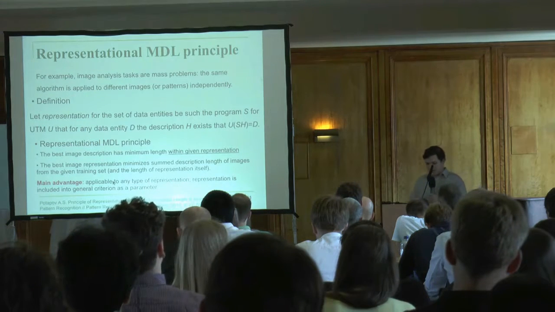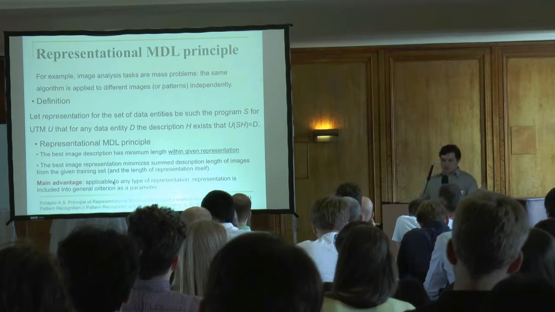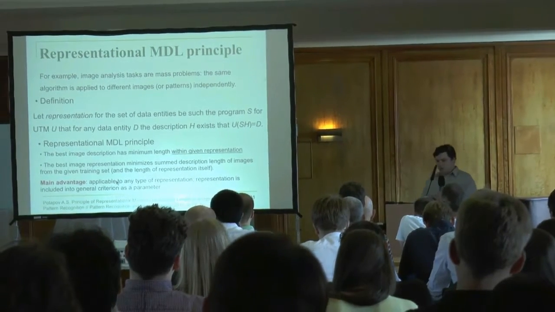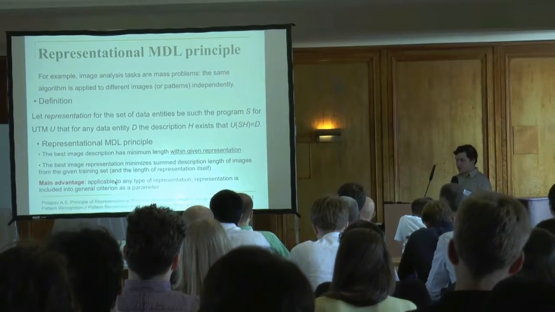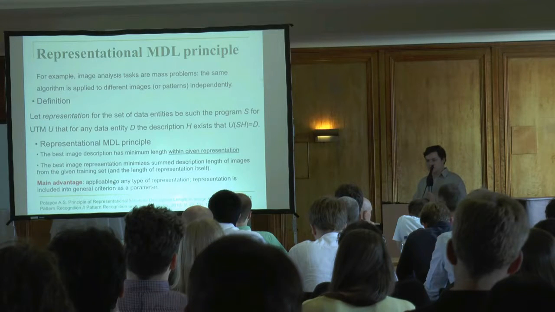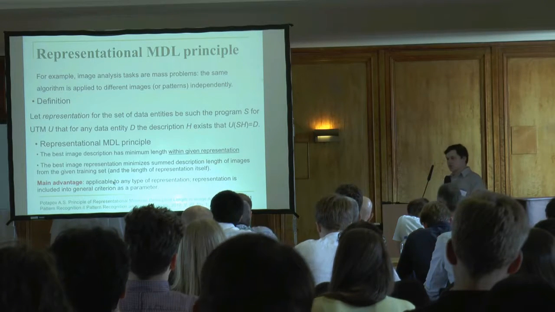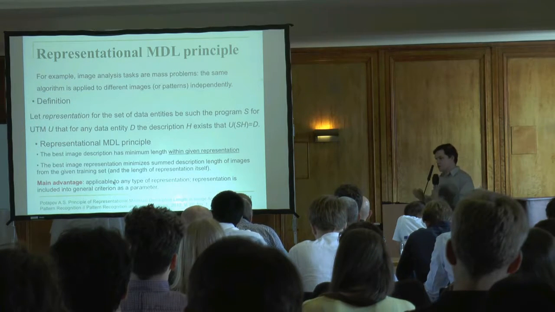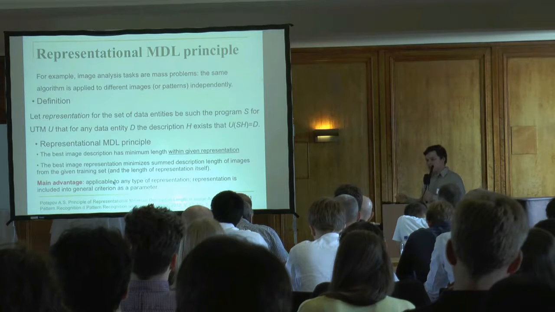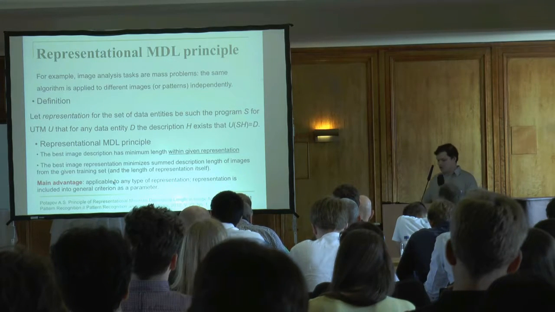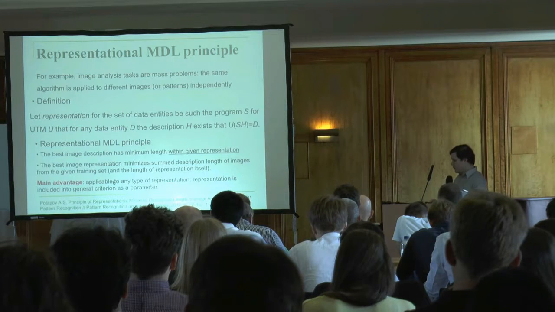So the main idea here is that we describe models within some representations. And then we can say that the best representation for some set of task instances is the representation which helps us to minimize the sum of description lengths of these data entities within this representation if we construct best models for each such data entity.